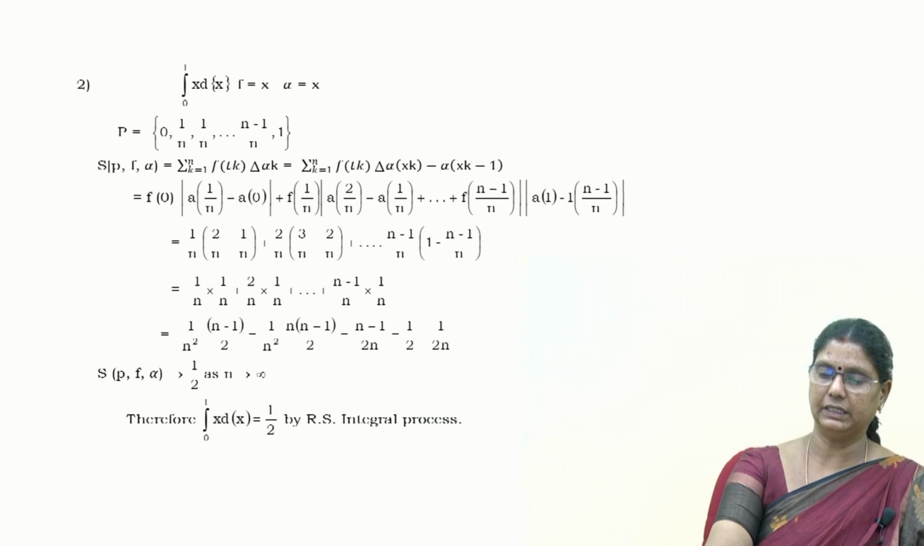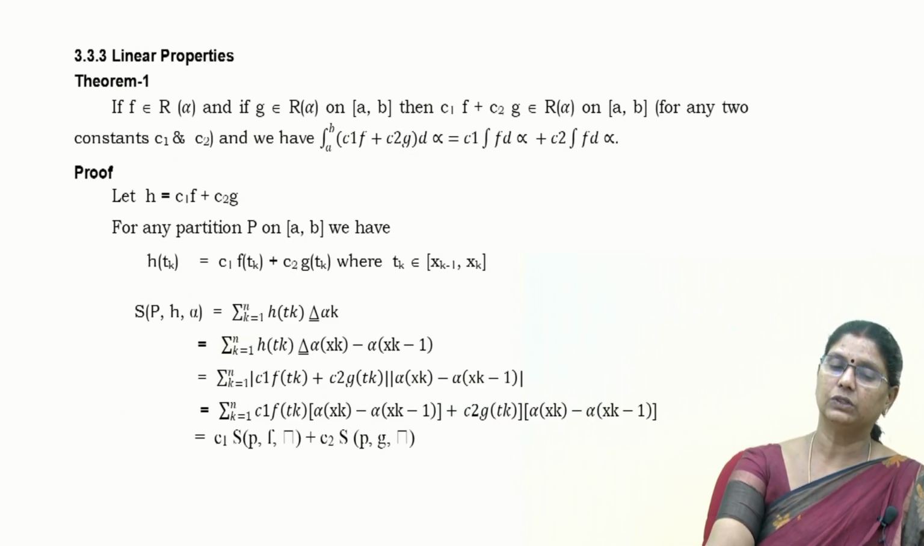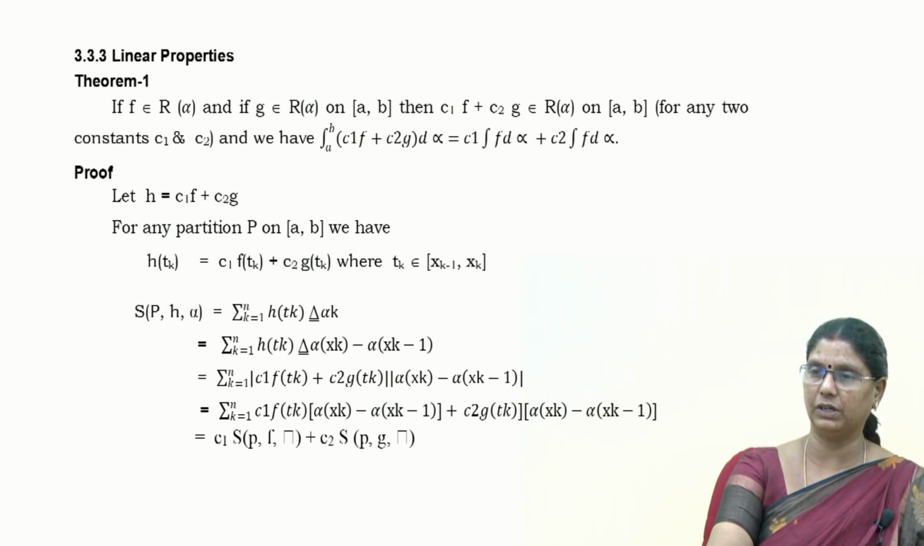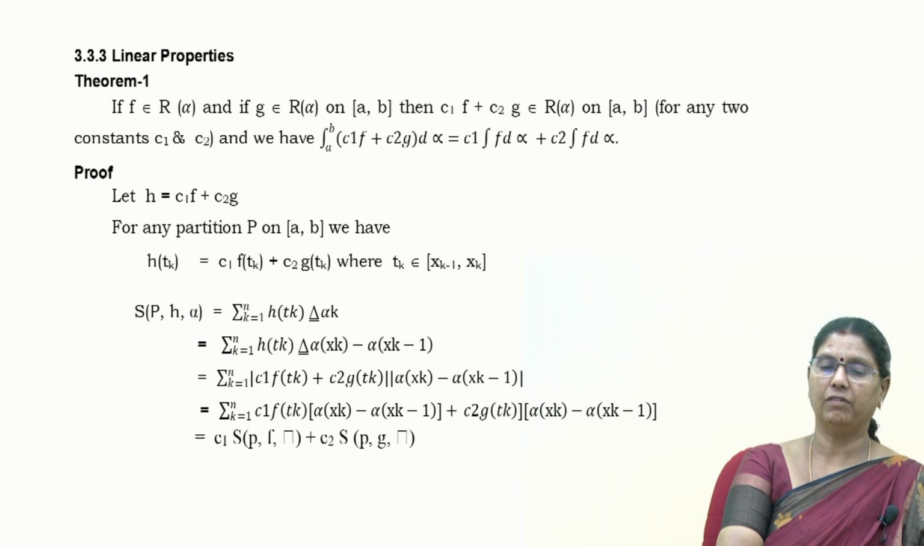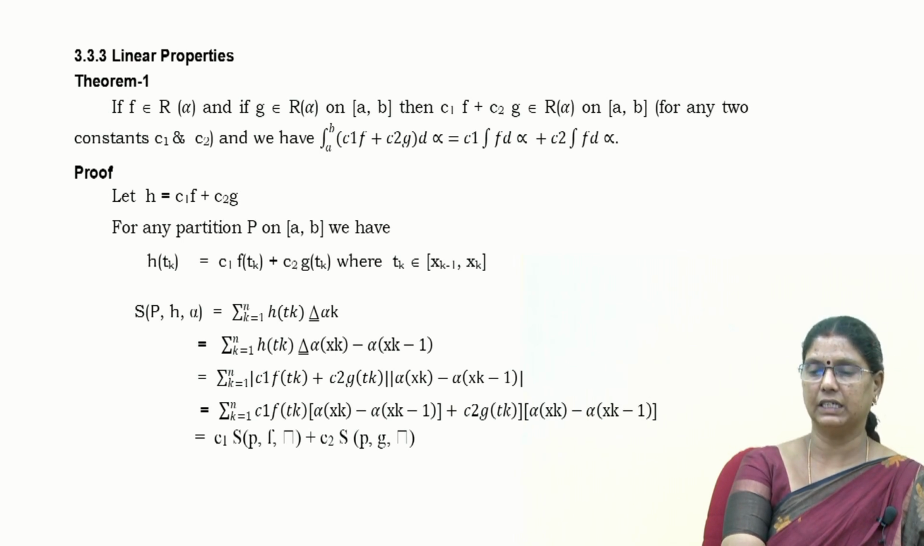Another example for the same Riemann integral process, and the linear properties. First one: if f belongs to R(alpha) and g belongs to R(alpha) on the closed interval [a, b], then C1 f plus C2 g belongs to R(alpha) on the closed interval [a, b] for any two constants C1 and C2. We have the integral from a to b of (C1 f plus C2 g) d alpha equal to C1 times the integral from a to b of f d alpha plus C2 times the integral from a to b of g d alpha.